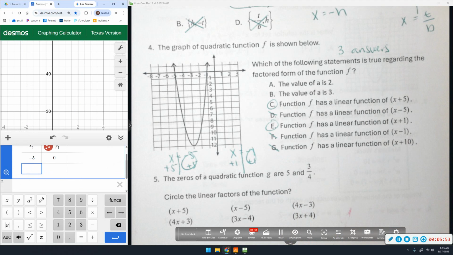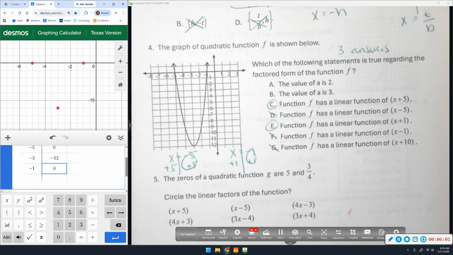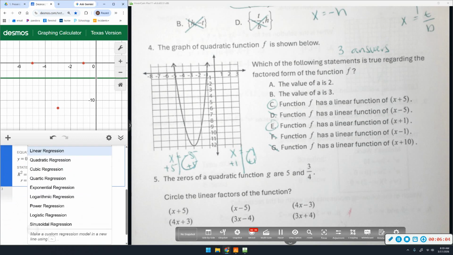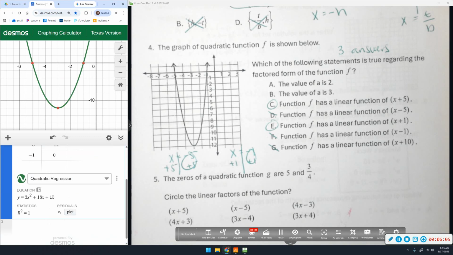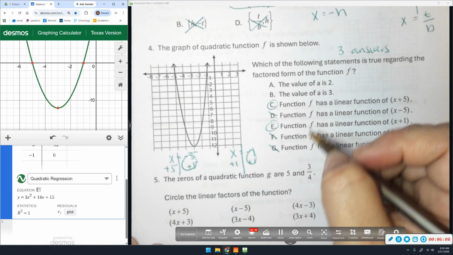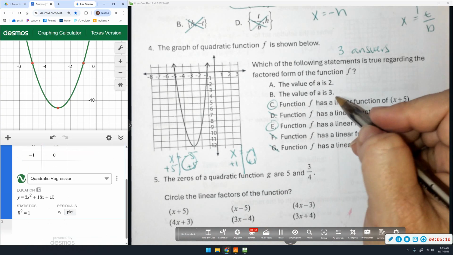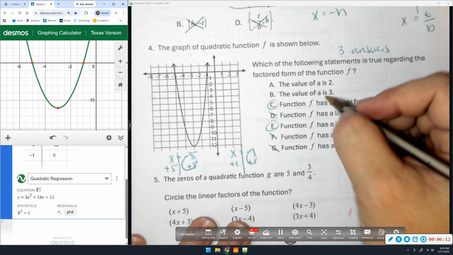I have my vertex, which is -3, -12. And I have my other intercept of -1, 0. There's my points, and this is quadratic. What I want you to remember is your a is the same here. So whatever that first term is, we have 3x squared, so a is 3.